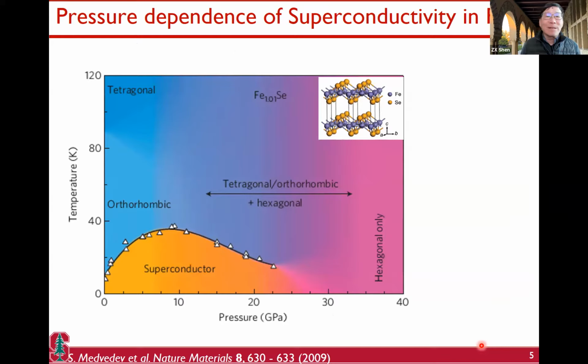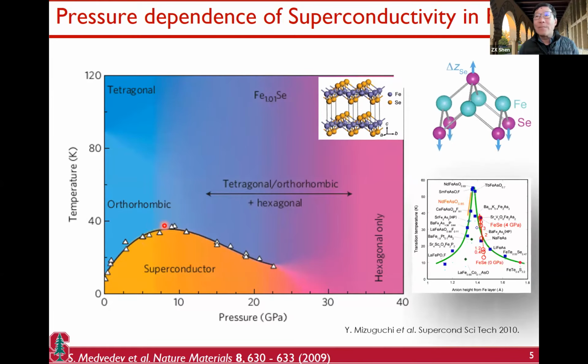Okay. So for the first topic, let me start out with iron selenide. That's the pressure dependence. That's the work of Jason Gu. And we know it's a low Tc material. Under, I would say, modest pressure, the Tc went up almost by a factor of 4 to 5. So this is very interesting.